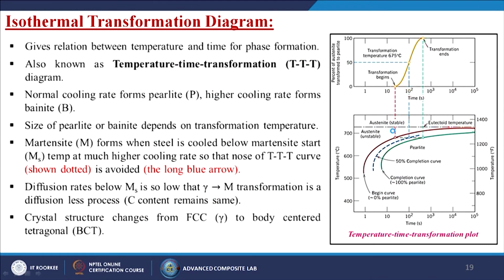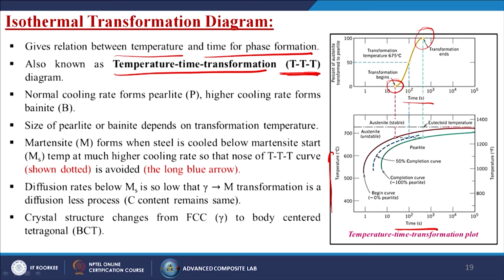Now, we are going to discuss the isothermal transformation diagram. It gives the relation between temperature and the time of phase formations. So, this is time versus temperature, showing how the transformation takes place. Through this graph you can see where the transformation begins, then takes place, and ends at this particular point, which is the percent of austenite transformed to pearlite. It is also known as the temperature-time transformation, or TTT diagram.